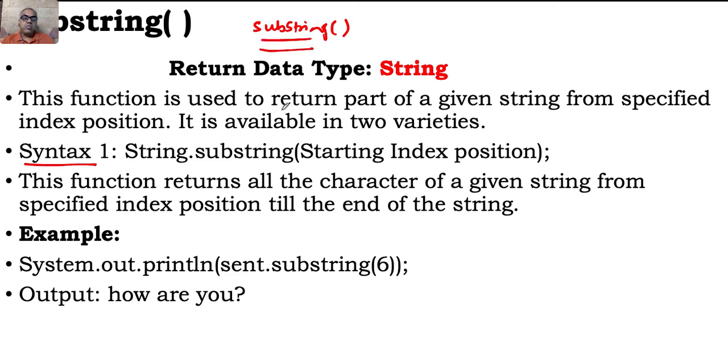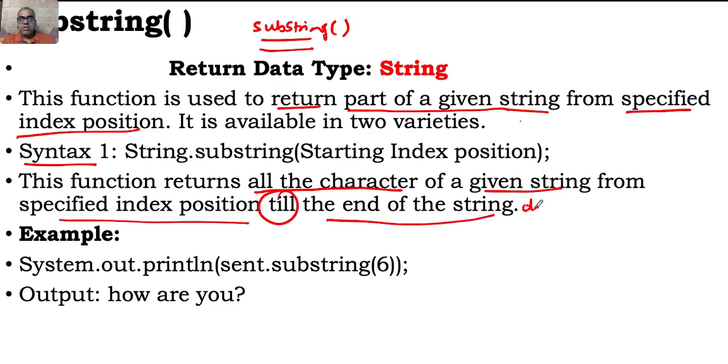So this function will do what? It returns a part of a given string. It may be one character, two characters, 3, 4, 5, 6, even the entire string, from a specified index position. So in charAt we have a specific string at a specific index position, but here from that position everything will be taken. So here the function will take all the characters from that given string, from that specified index position till the end of a string. This is default. So you just have to define a starting position.